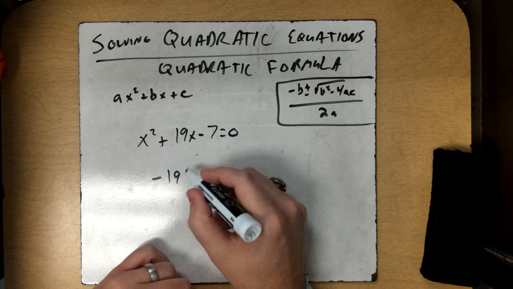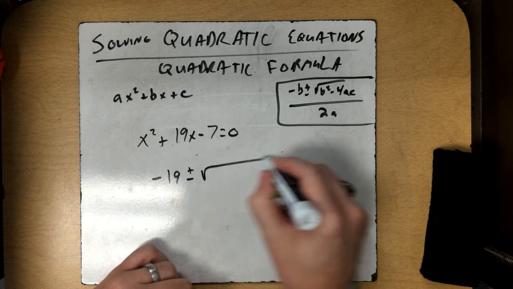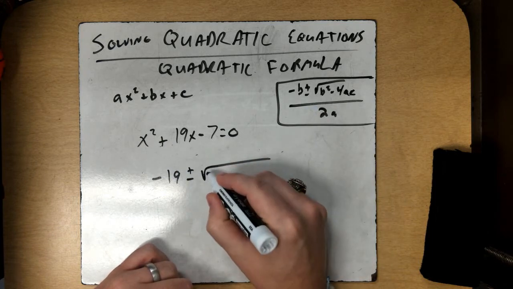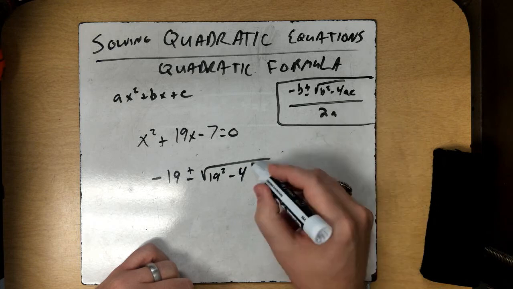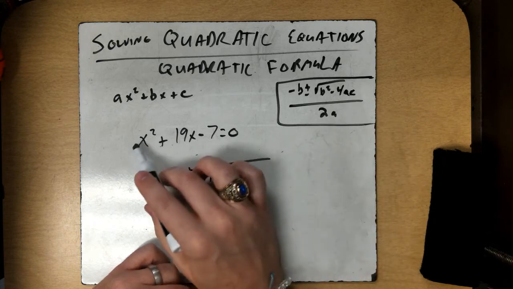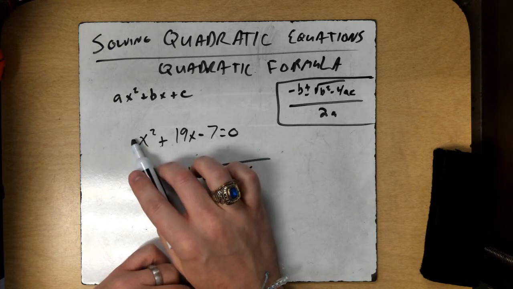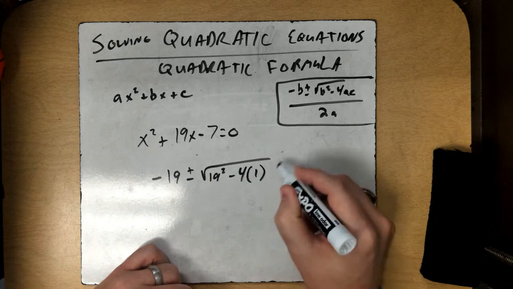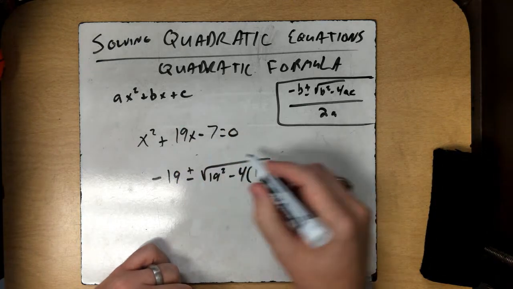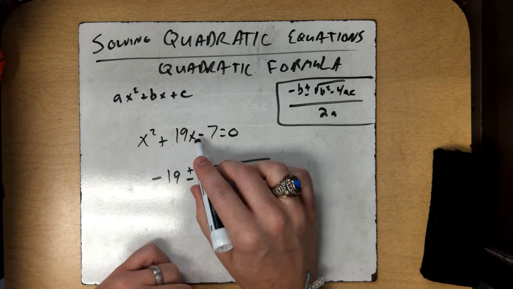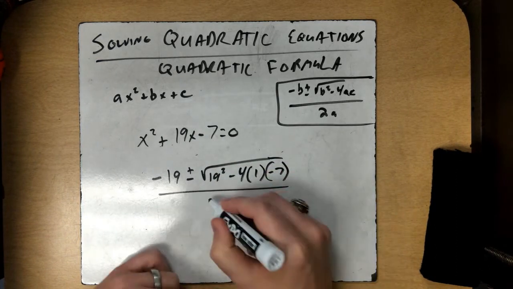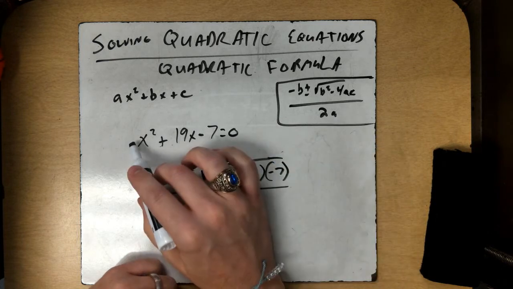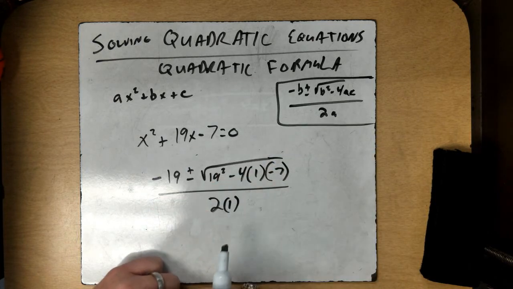So negative 19 plus or minus the square root of b squared, so that would be 19 squared, minus 4ac, so 4 times a, and if x squared is by itself, our a in here is a 1, and then c, which is negative 7. Don't forget that negative there, alright? So negative 7, over 2 times a, which again is 1.